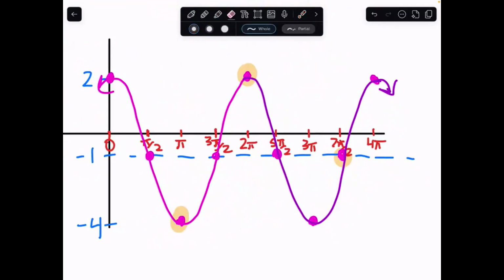What happens sometimes is students only label like this, they don't fully label. That means I can't tell what angle this midline point is, so that's not going to be a completed graph. So again, all minimums, maximums, and midline points need to be labeled. You don't need to label the point itself, you just label it on the axes.